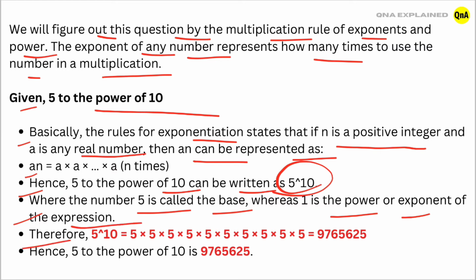Therefore, 5 raised to the power 10 is equal to 5 multiplied by itself 10 times, which is equal to 9,765,625. Hence, 5 to the power of 10 is 9,765,625.